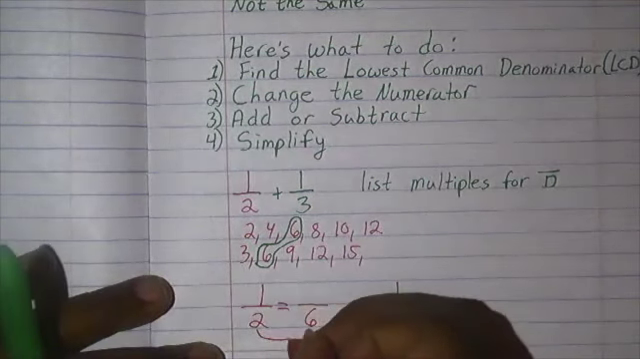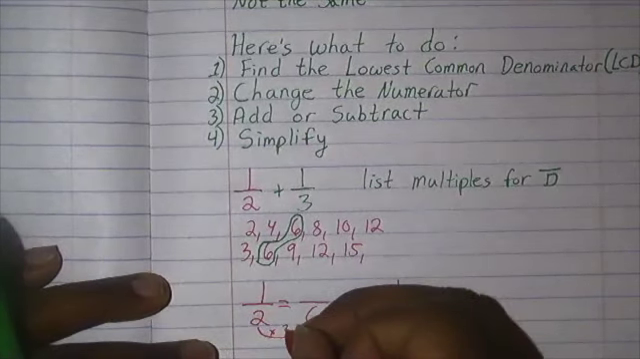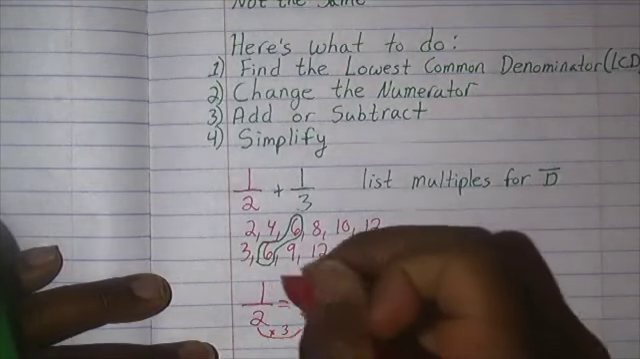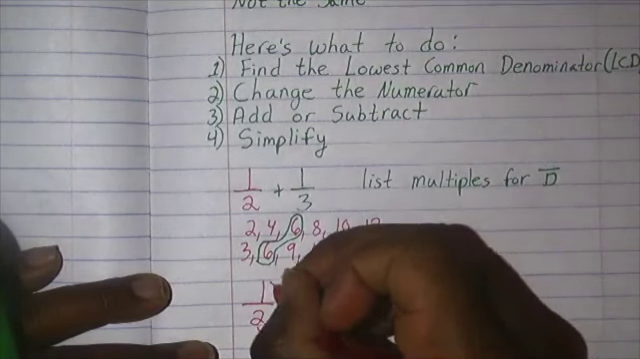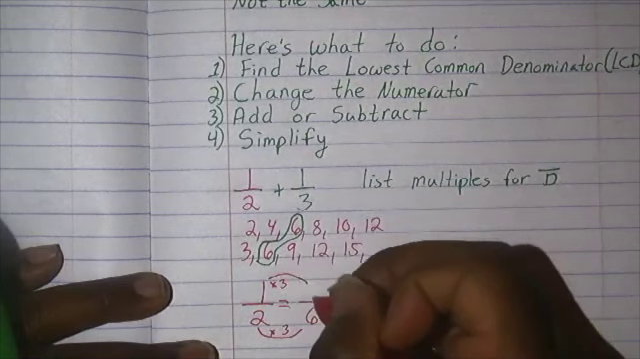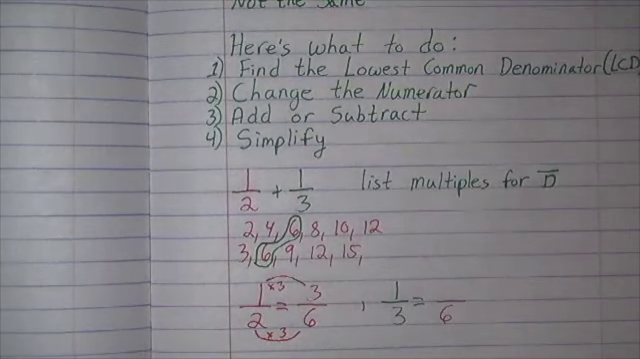How did I go from 2 to 6? What did I multiply by? Right, I multiplied by 3. So 2 times 3 equals 6. So I do the same thing up here. I say 1 times 3, right? And that's going to give me 3. So that's an equivalent fraction. Do you see that? Good.